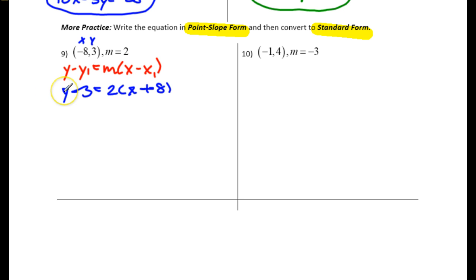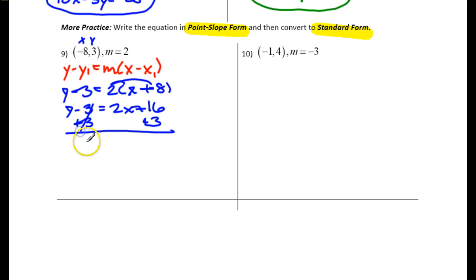So first thing I'm going to do, technically I'm really going to put this in slope-intercept first. I'm going to simplify this. Okay? So first thing I have to do is distribute, no matter what. So here I have y minus 3 equals 2x plus 16. Okay? And so now just to make it look a little easier, I'm going to move that 3 over here by doing plus 3 so that my two constants just become one constant. So y equals 2x plus 19. Alright, so that's point slope.